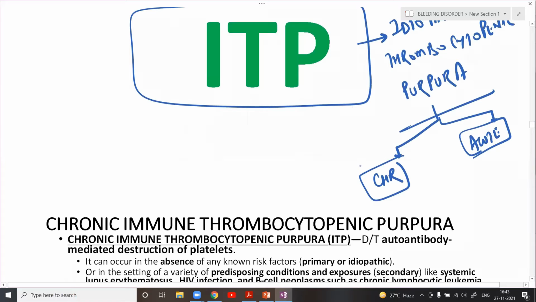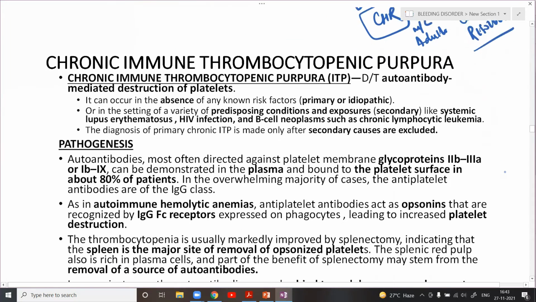As I told you, there are two types. One is chronic, one is acute. Chronic ones are far more common. They basically involve adults and persist throughout life, whereas acute is less common and usually occurs in children. And this one usually resolves on its own. I will be discussing the differences also. So first, let us start with chronic ITP.